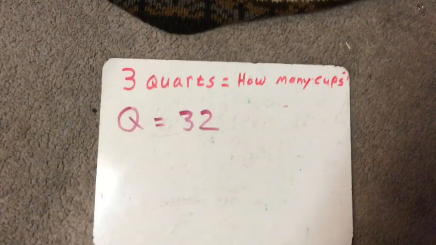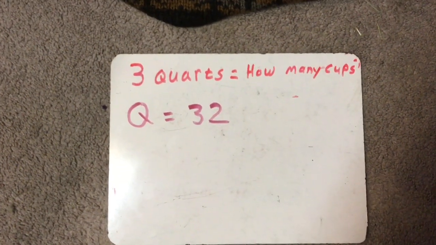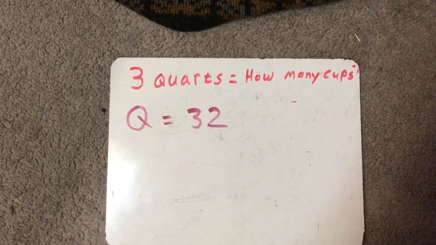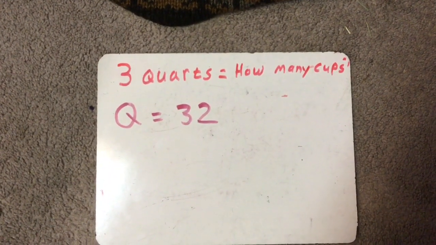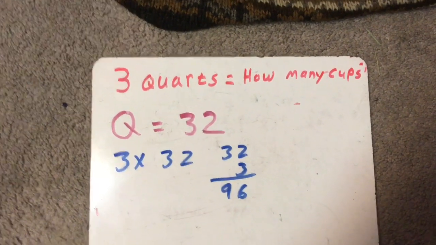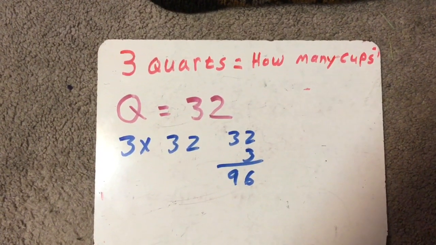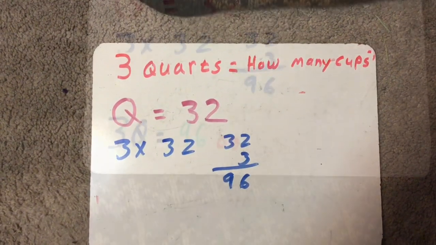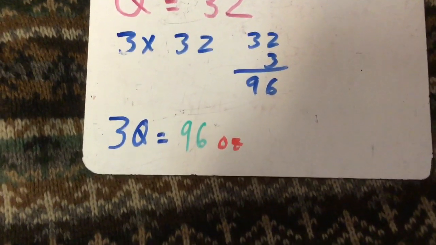Okay, this is the more mathematical approach. First thing I got to remember is I want 3 quarts worth of ounces. Well, let's start with 1 quart. In 1 quart, there's 32. So in 3 quarts, there's going to be 3 times as many. I need to know how many ounces are in 3 quarts. 3 times 32 is 96. 96 ounces. That's what 3 quarts equal. So there I have it. 3 quarts equals 96 ounces.